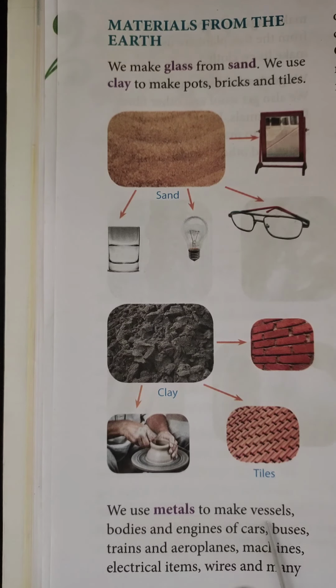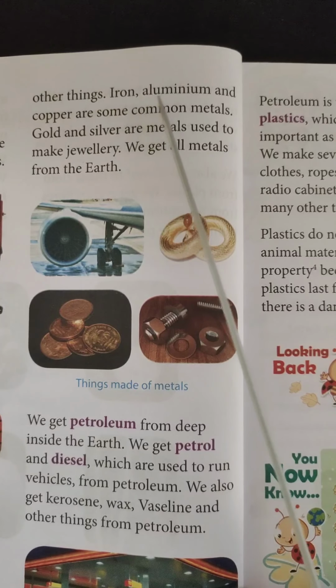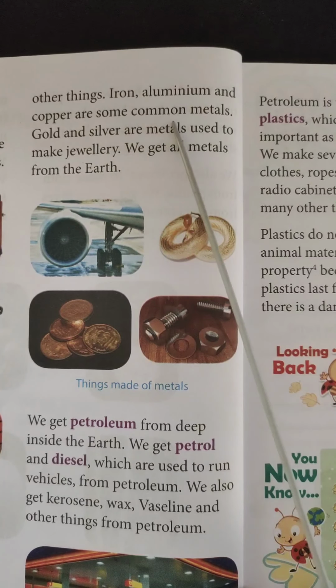Mainly in stainless steel they use iron and carbon, remember. There are many other elements used, but mainly iron and carbon. Metals can be used to make vessels, even the body and engine of cars, buses, trains and aeroplanes. So that is also made with metal. Then metals can be used to make machines, electrical items, wires and many other things.